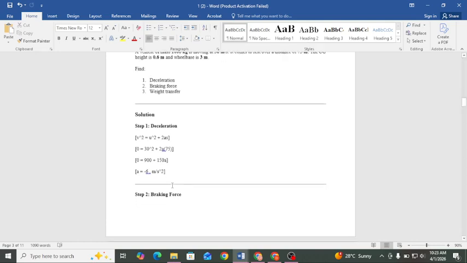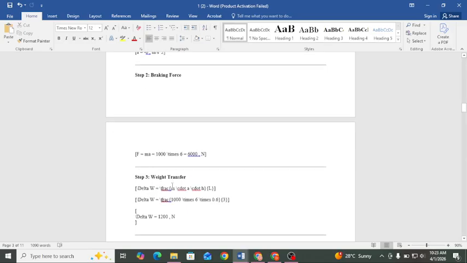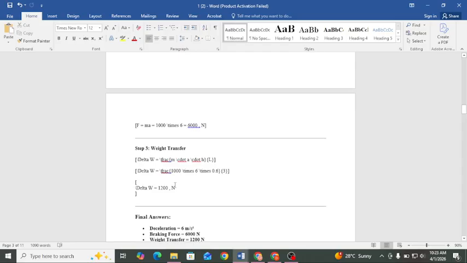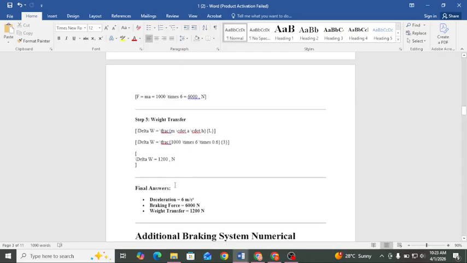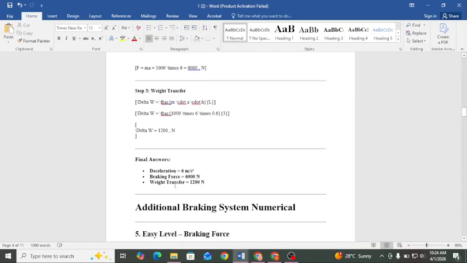This is the retardation, or the negative acceleration. The braking force is mass into acceleration, which is 1000 into 6, that is 6000 Newton, in opposite to the motion. Then the weight transfer is 1000 into 6 into 0.6, then the height is here, then multiply with this L. Stopping distance is 3, which is equal to 1200 Newton.